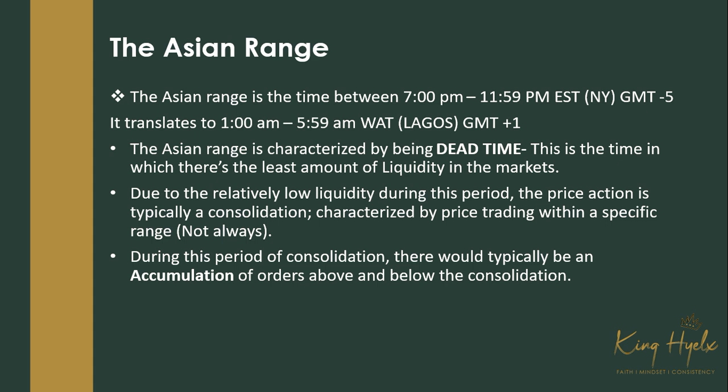Okay. So during this period of consolidation, there will typically be an accumulation of orders above and below the consolidation. What do you mean by this? Because price is in a consolidation, there are breakout traders. What do you mean by breakout traders? People who think when price breaks in a particular direction, that means it's going to keep going in that direction. So people are going to put their buy orders on top of that range of consolidation, and their sell orders below the range of consolidation. This is what we mean by accumulation of orders above and below this consolidation, right?